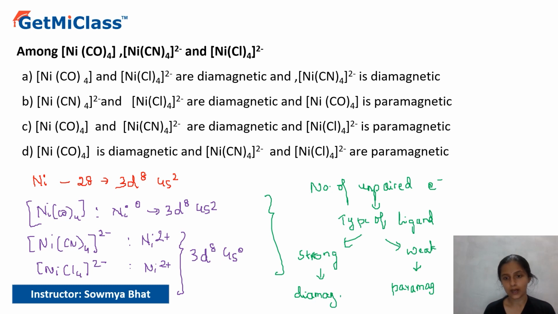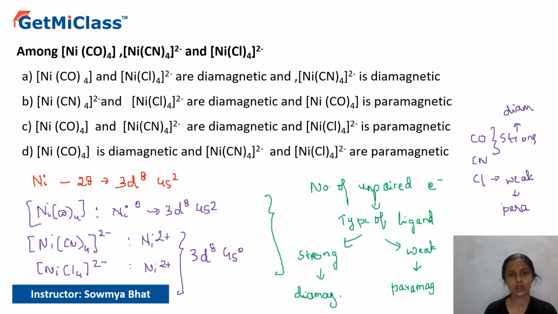So when you compare the strength of the ligands here, there are 3 ligands: carbonyl in the first complex, cyanide in the second complex, and chlorine in the third complex. These two are considered as strong ligands, and this halogen is considered as a weak ligand. So the complex which has the weak ligand will have number of unpaired electrons, so that would be paramagnetic, whereas the one with strong ligands, that would be diamagnetic. So we have that option C, nickel tetracarbonyl and tetracyanidonickelate are diamagnetic, whereas tetrachloridonickelate is paramagnetic.